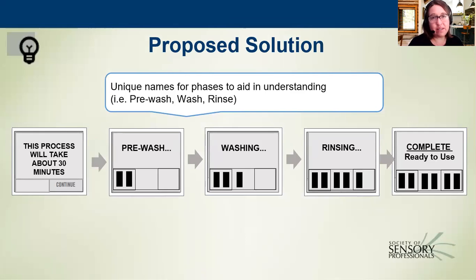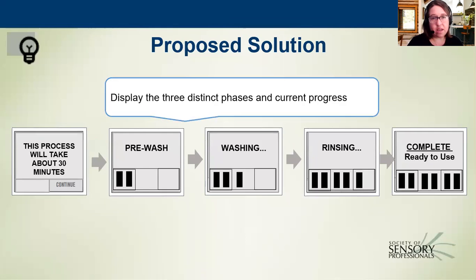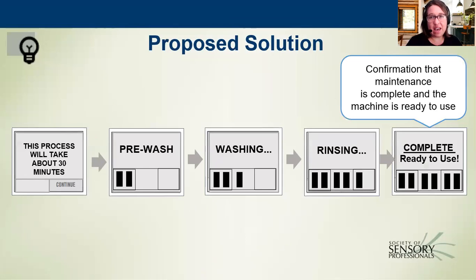We are going to replace those time estimates with unique names for the phases to aid in users' understanding of what was going on with the machine during the maintenance process. We had pre-wash, washing, and rinsing. And then at the end, we're going to have a confirmation that it's complete and that the machine is ready to use.